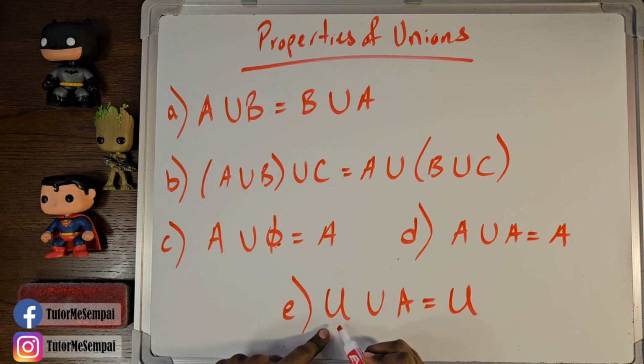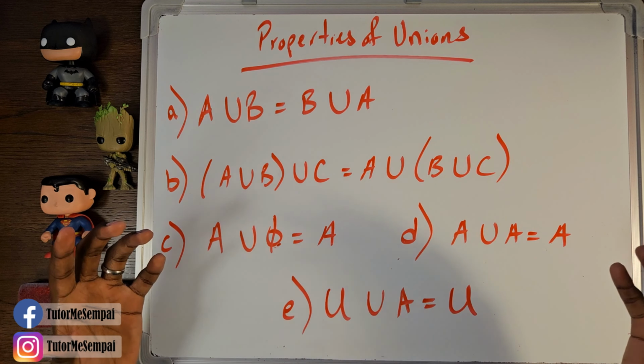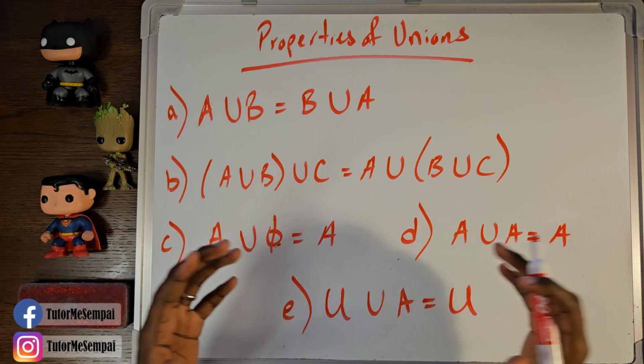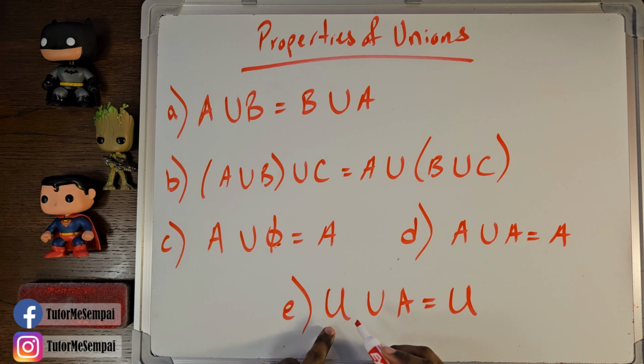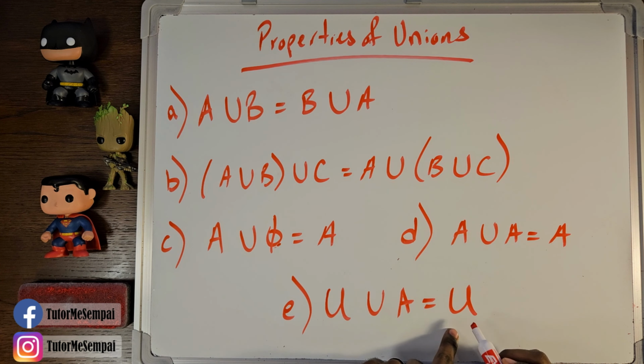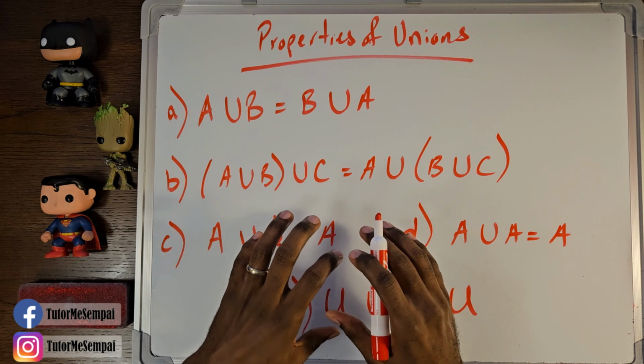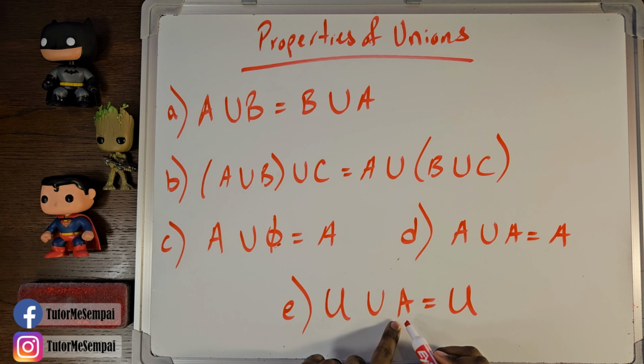All right, let's look at our last property. This is the universal set. This is our big set that contains everything, contains the whole universe if you want to think about it that way. This big set, universal set, union A, is going to equal that universal set. Now, what does this mean? This means that the set that contains everything, including this set A, when you union those two, you're going to get the set that contains everything.